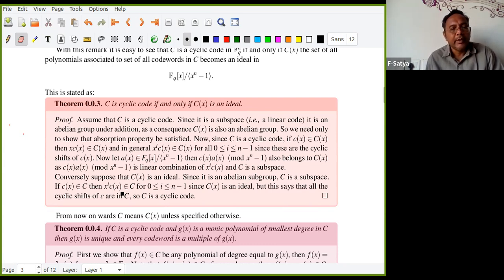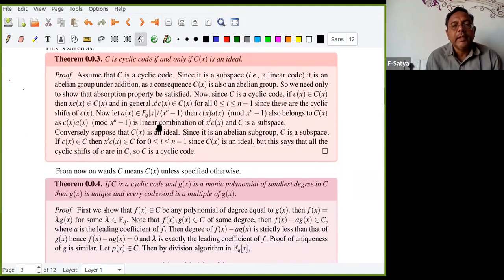Here I made a mistake. I need to write C(x) here and C(x) here. And since C(x) is an ideal, all cyclic shifts of C are in C, so C is a cyclic code. There is a small mistake, I will change it. In fact, after this there is no difference. Now onwards, C means C(x) unless specified otherwise.